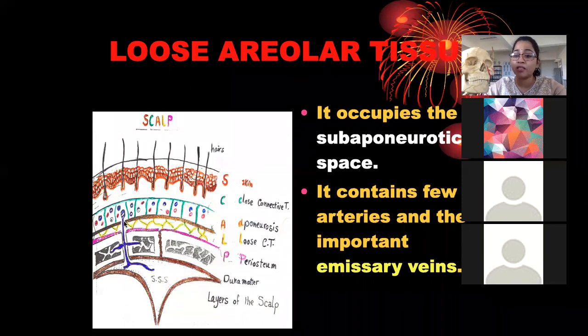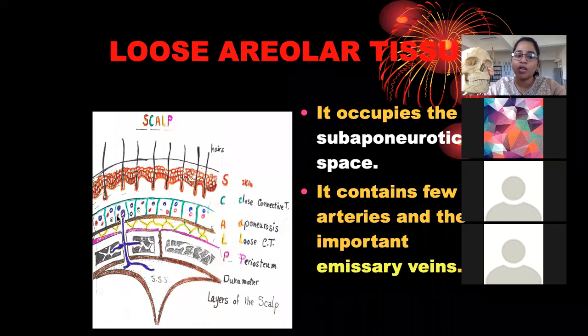So these emissary veins are very, very dangerous veins because they connect the external veins with the internal veins, extracranial veins with the intracranial veins. Why do we call it dangerous? Because any infection over here can be spread into the intracranial cavity. That's why this fourth layer is called the dangerous area of the scalp. Why is it called the dangerous area? Because this area contains emissary veins which connect the veins of the scalp with the intracranial sinuses. Okay, what are these sinuses? I'll tell you in the coming class.